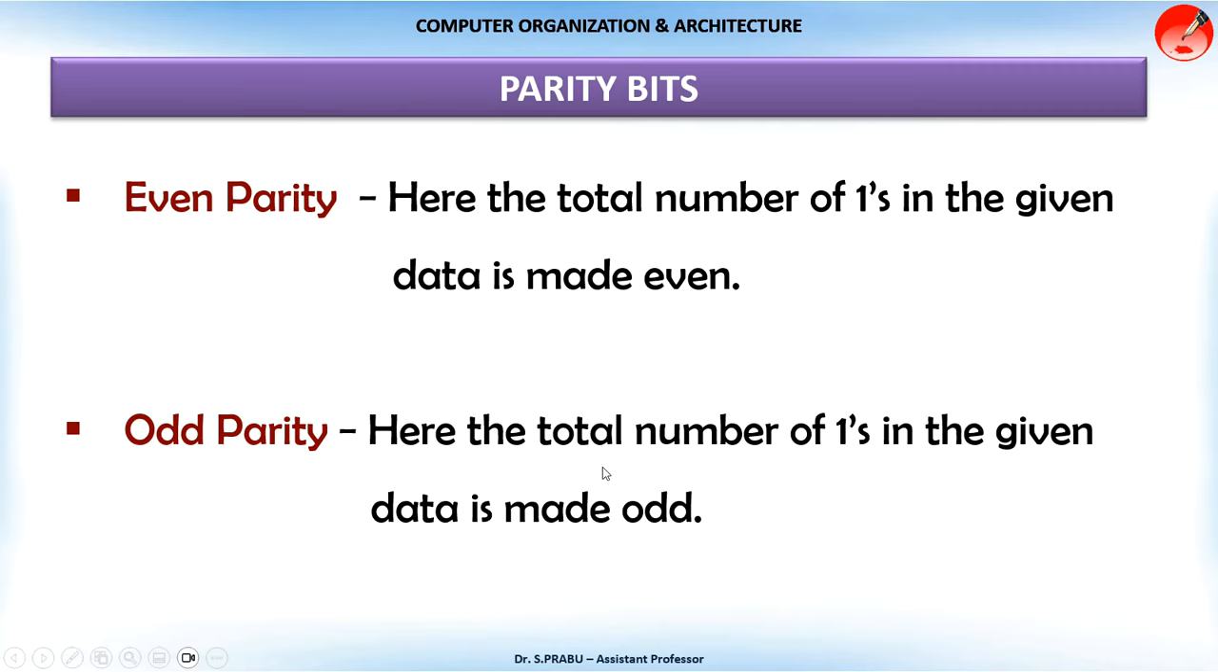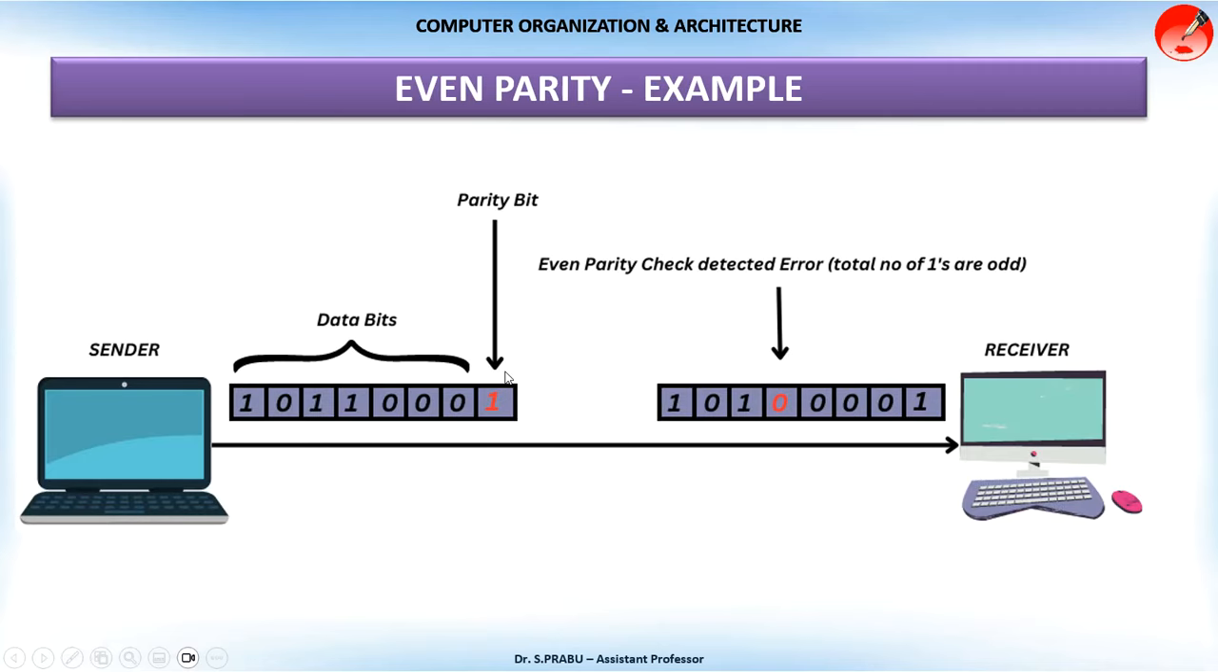Let's see some examples. In this example, even parity is used. This is the actual data. The parity bit is added at the end. It may be 0 or 1 depending upon the number of 1s present in the actual data. Here the number of 1s present in the actual data is 3, that is an odd number. So we have to make this entire data have an even number of ones, that is called even parity. So if we add the value 1, this entire thing has an even number of ones. So this data can be sent to the receiver.